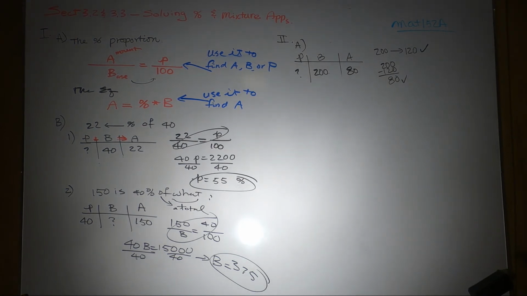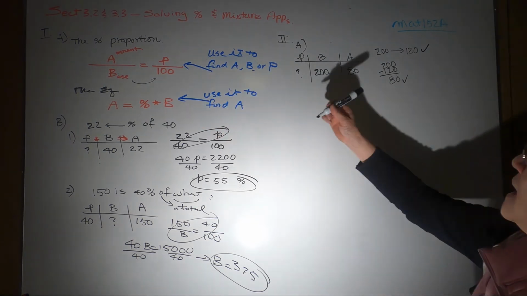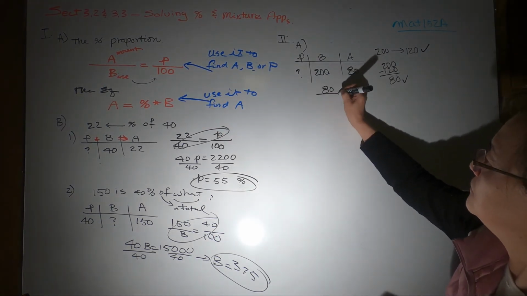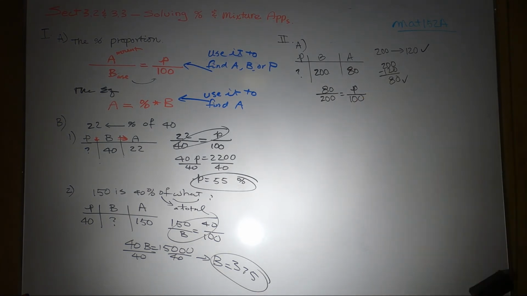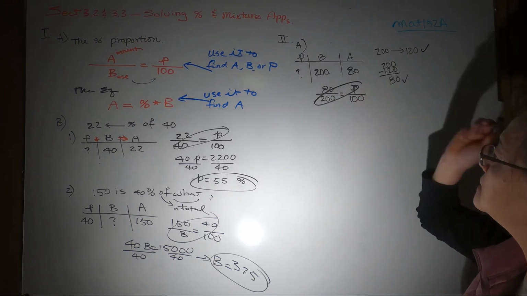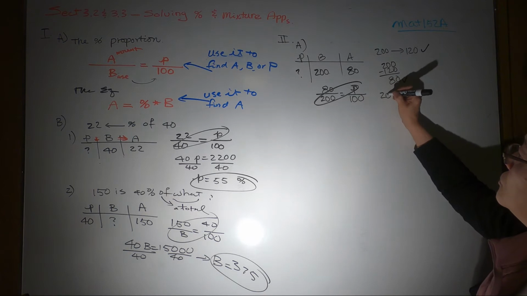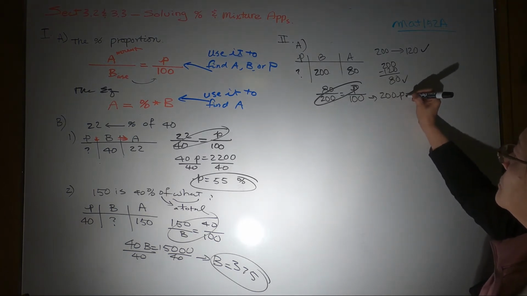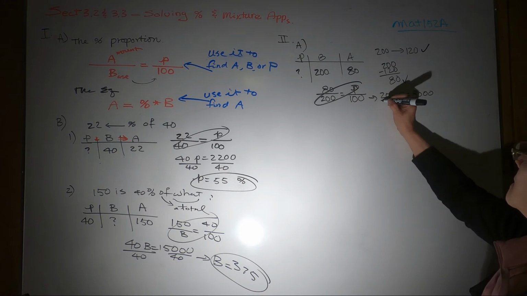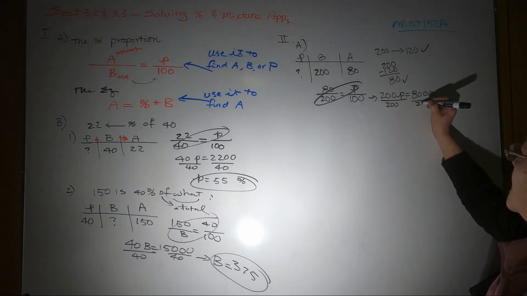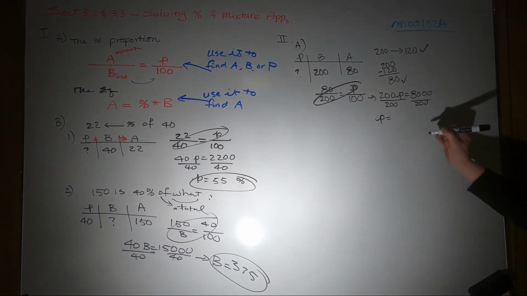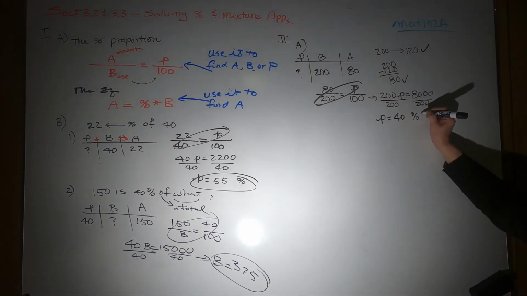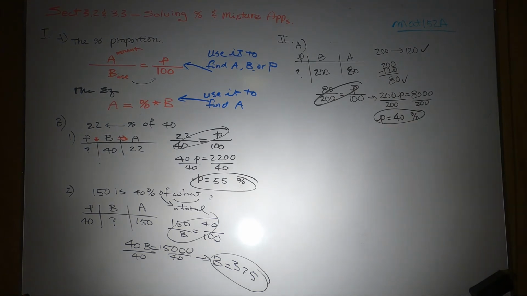Then how do you find your percentage? Just use this. Write A over B: 80 over 200 equals what? P over 100, right? Then we use our hot dog method. So what do we have? 200P equals 8,000. Then you divide it by 200. Then what is your P? 40%. That's how you find your percentage.